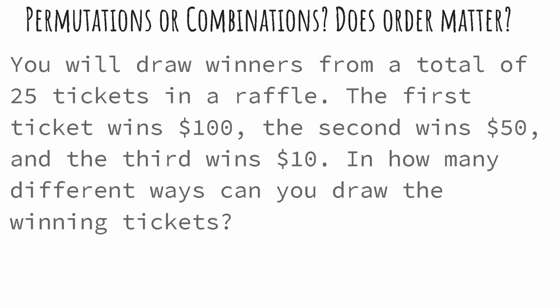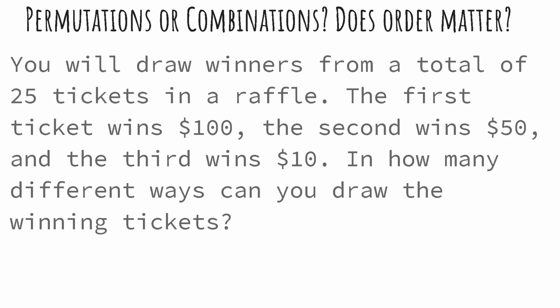All right, so the next one says you will draw winners from the total of 25 tickets in a raffle. The first ticket wins $100, second ticket wins $50, and third wins $10. And how many different ways can you draw the winning tickets? So does order matter in this one? Yeah, why? Yeah, because it matters what place you get in because you get different amount of money for each place. So this one is a permutation or a combination? Permutation. So we're going to use permutation formula.